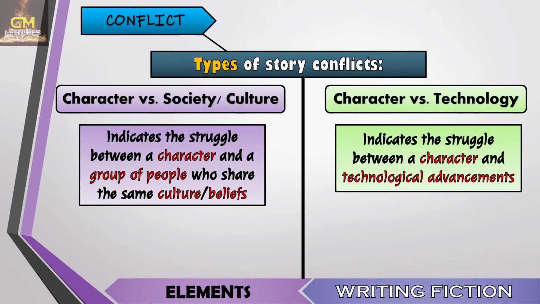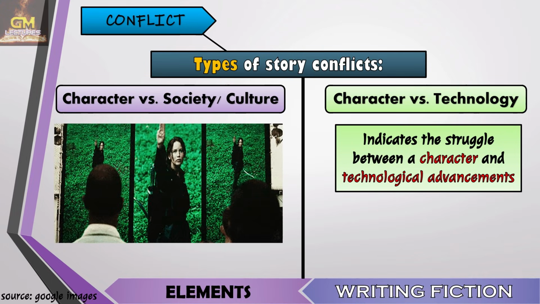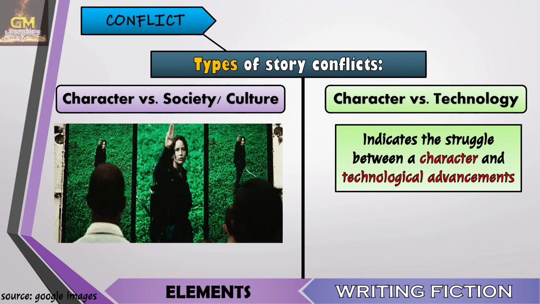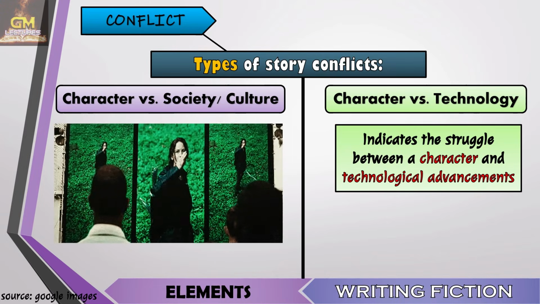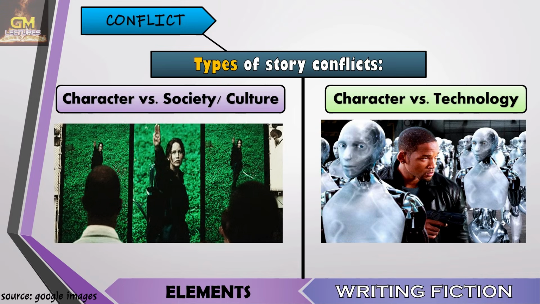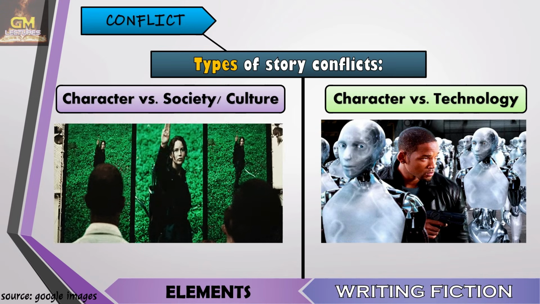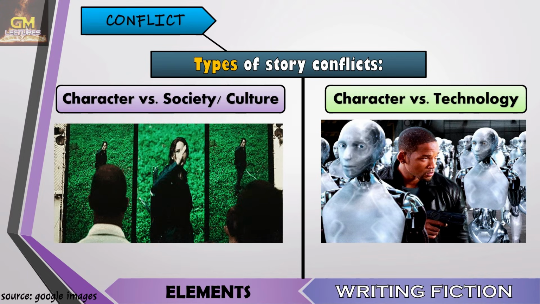An example of character versus society or culture would be The Hunger Games, wherein Katniss Everdeen is struggling to fight a society which is led by corrupt and unjust leaders. While an example of character versus technology would be I, Robot, wherein the main character, played by Will Smith, is struggling to fight a group of robot projects that have gone awry.